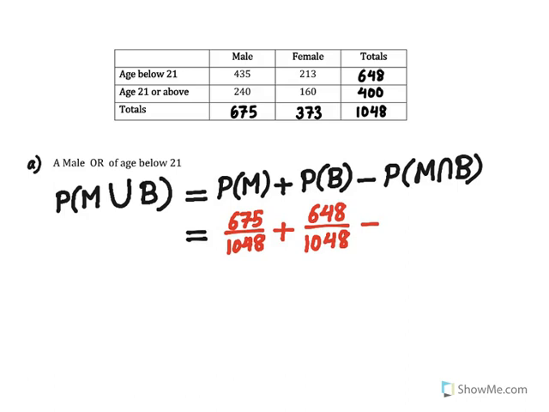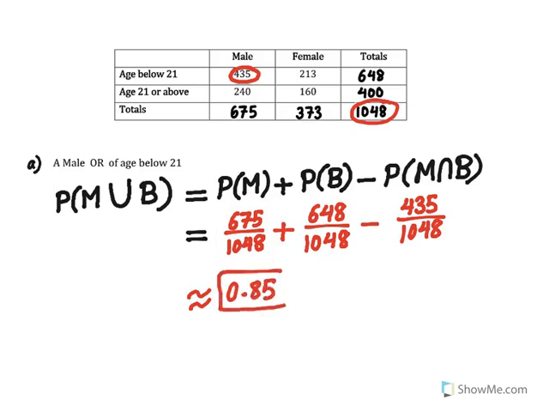So that would be this here. This number is the male and age below 21. So it's M and B together. So this is 435 divided by the total number of people, which is 1048. And if you do this calculation, you will get approximately, so let me instead put it like this, approximately 0.85, meaning 85% approximately. Okay, so let's go to the next question.